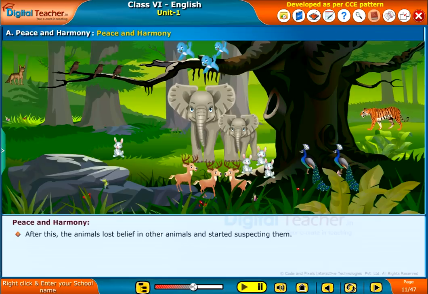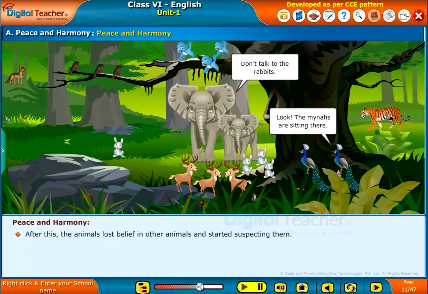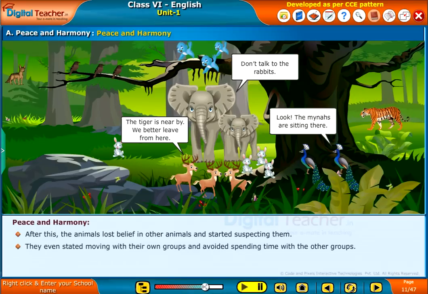After this, the animals lost belief in other animals and started suspecting them. "Don't talk to the rabbits." "Look, miners are sitting there. The tiger is nearby. We better leave from here." They even started moving with their own groups and avoided spending time with the other groups.